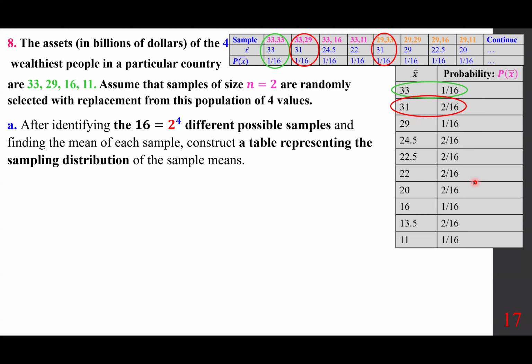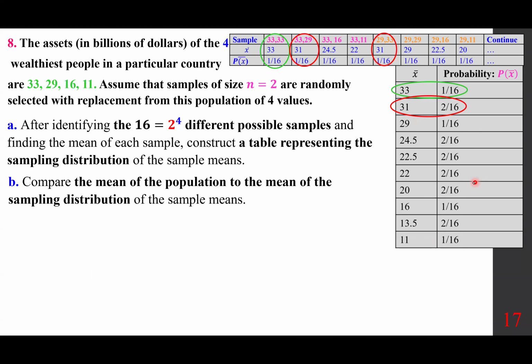Now, compare the mean of the population to the mean of the sampling distribution of the sample means. Of course, for the mean of the population, we're taking this to be the population, and mu is the summation of X over N, which means 33, 29, 16, and 11, divided by 4. We get 22.25. So that's the average. It is very simple to evaluate. Fairly straightforward.